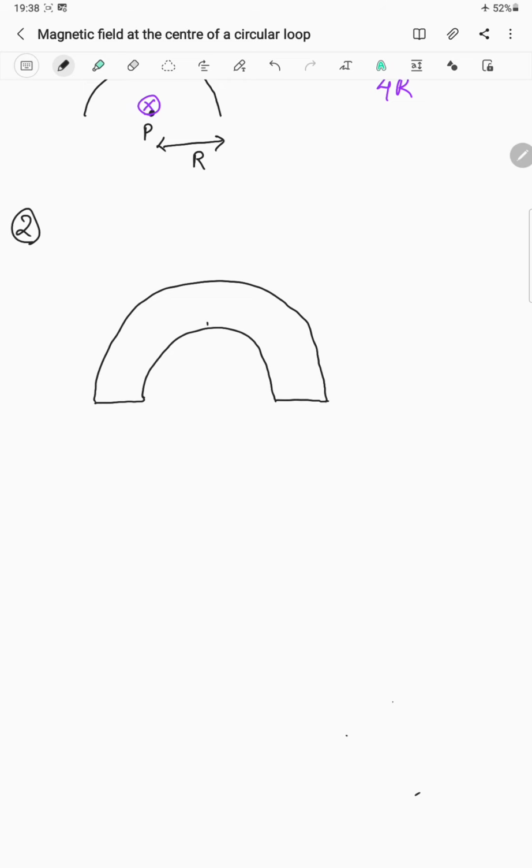I amount of current flows in this direction, here, here, here and here, and this is the center of the loops. At point P it is asking what is the magnetic field. It is also given that the inner loop has a radius R and the exterior one has a radius of 2R. Find out the magnetic field BP at point P.